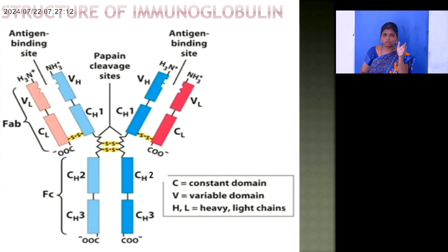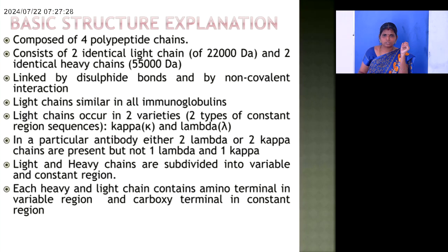In immunoglobulins, one end has an amino terminal and the other end has a carboxyl terminal, because it is a protein and obviously contains amino acids. Now the structure of immunoglobulins: the heavy chain has 5 different types, that is alpha, gamma, delta, mu, epsilon. In the light chain, there are 2 types, kappa and lambda.